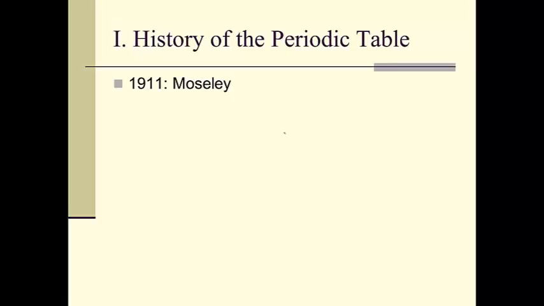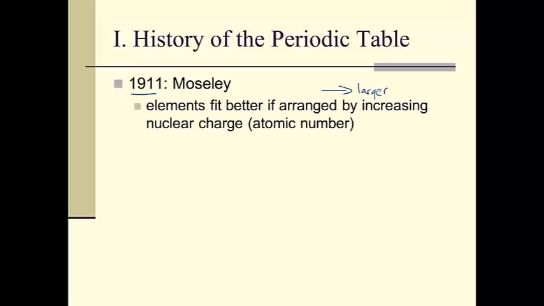Now in 1911, Moseley was trying to figure out why we had deviations in the atomic mass. Why is it that sometimes as you went left to right the masses got larger in general, but there are a couple places where, going left to right, the element right next to it actually got smaller in mass. He determined that if you arrange it by increasing nuclear charge, which is basically the number of protons, the atomic number, then it would fit Mendeleev's table perfectly.